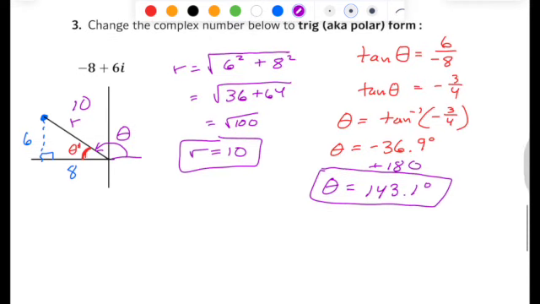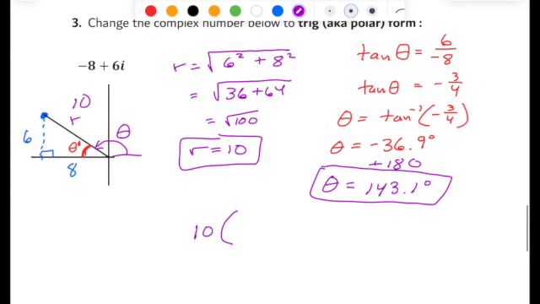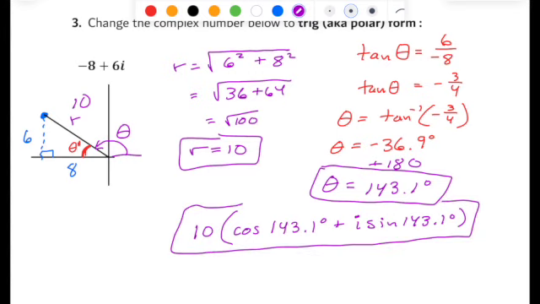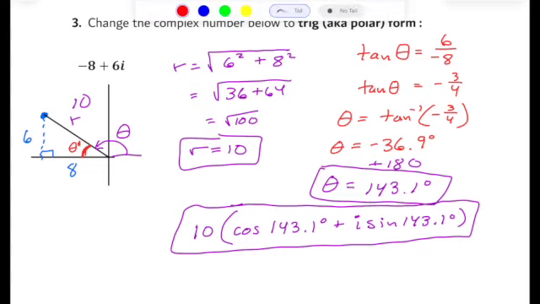And so in trig form, you're going to say that this is r cis theta. Remember that little abbreviation can help you remember the order of things. So r times cosine of theta, which is 143.1 degrees, plus i sine of that same 143.1 degrees. And there we go. That's with it in degree form. And now we'll talk about radian form.